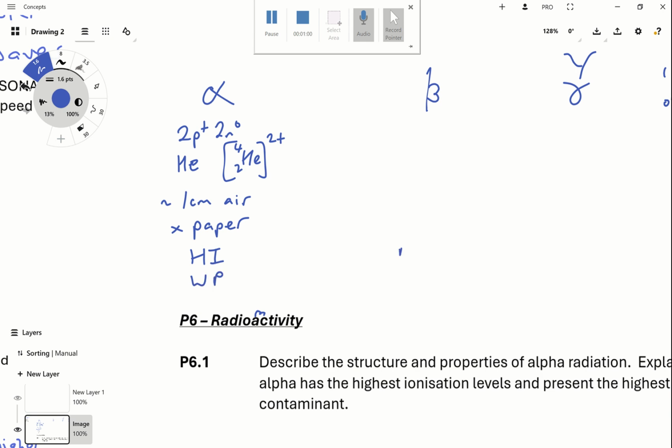In here we can just say it's medium ionisation, medium penetration for beta. But if we just say beta's formed when a neutron inside the nucleus changes to a proton and an electron. That's then spat out, so the electrons are then emitted. It's a small negative particle, because obviously it's an electron. It can go about 1 metre in air, and it's stopped by several millimetres of metal.